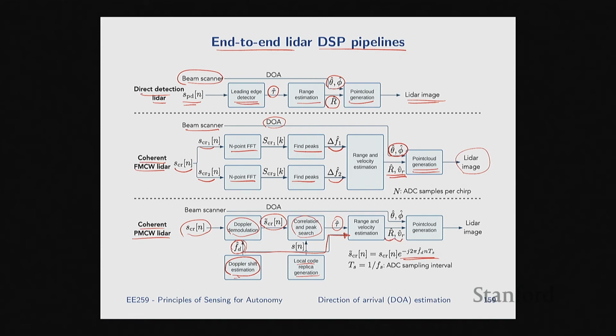And DOA, same story, right? Either you read it back or you have some model of the beam scanner, which gives you the pointing angle of your laser, phi hat, theta hat. And now you have range, velocity, and DOA, and you can generate point clouds, which is your final LiDAR image. So that's basically the full picture for the different types of LiDAR that we looked at. Questions?